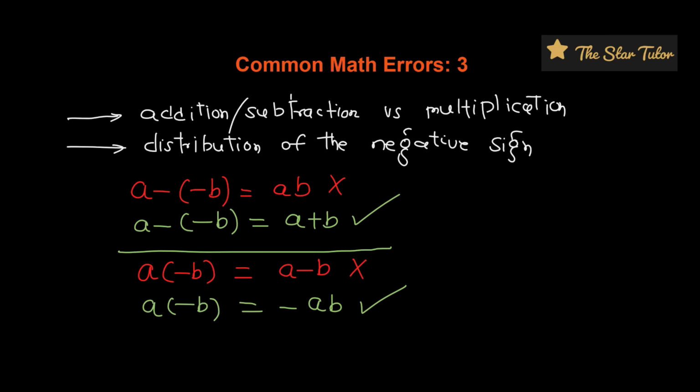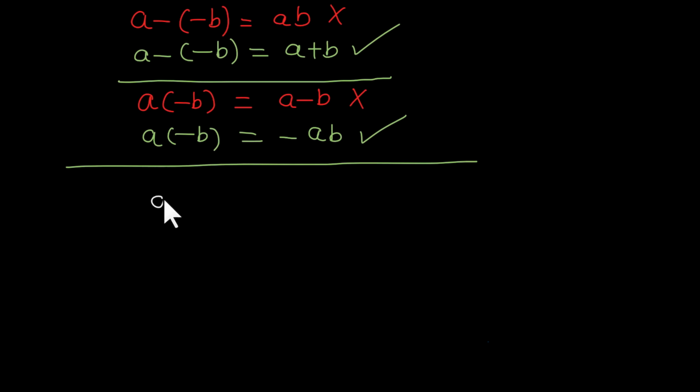Now people ask me all the time, how are we supposed to know that we should subtract in this example and multiply here? So let me elaborate a little bit more on this. The rule is when there's nothing between two variables, it's considered multiplication. I think everyone knows this.